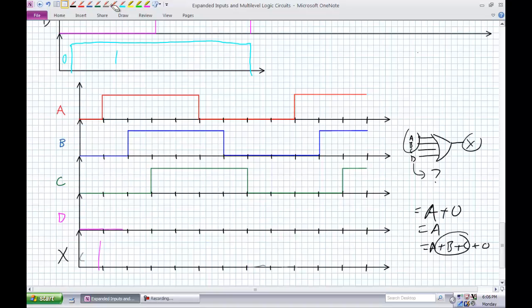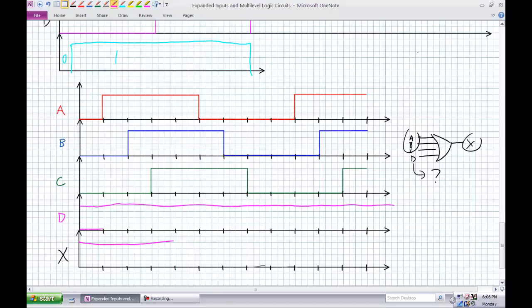Let's ask this question. What would happen if you accidentally shorted D to a high? Tricky, tricky. What would happen here? Do your best guess. And the answer is the output is high when any input is high. X takes a solid high logical value. So this is something you probably want to avoid. Basically, the gate's not doing anything right now.